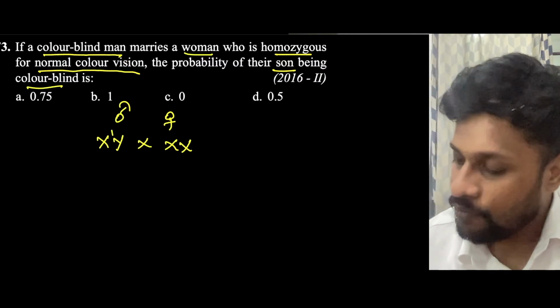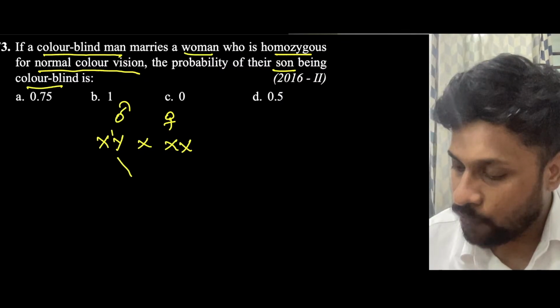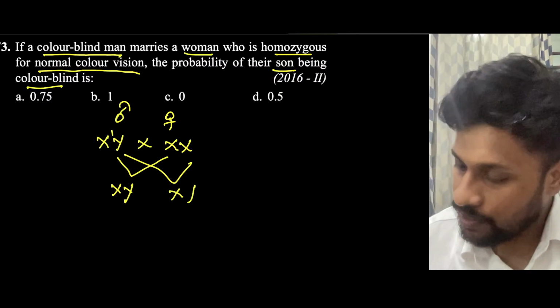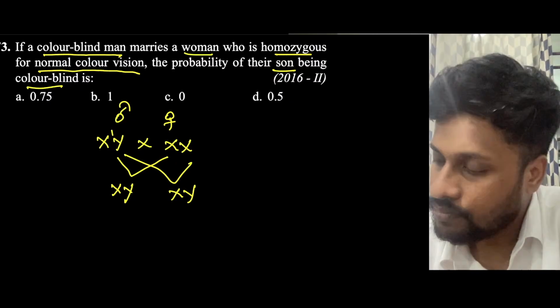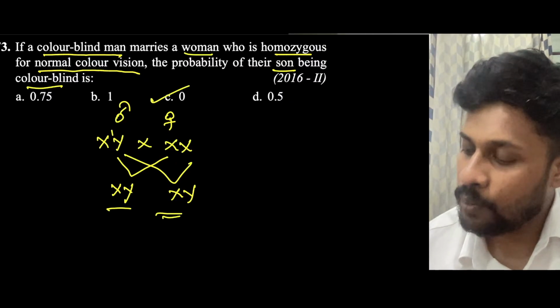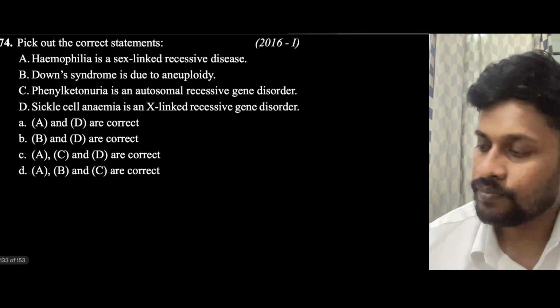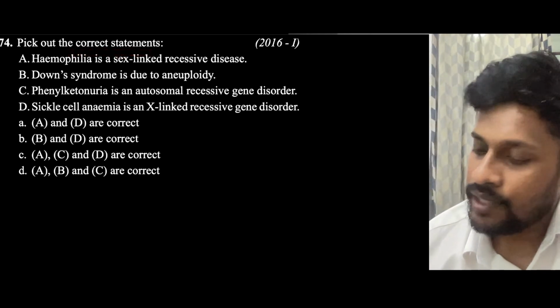So here we only need to take son, which means the male will provide only Y. XY, XY. So what is the probability? It is zero probability. All are normal. Right? Very good.